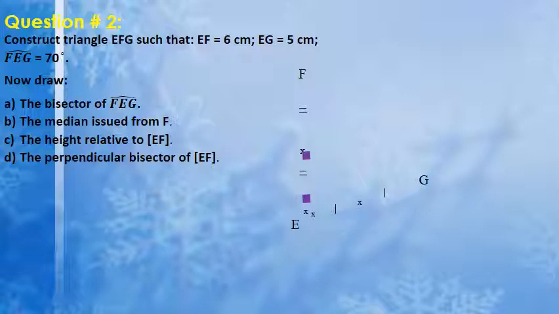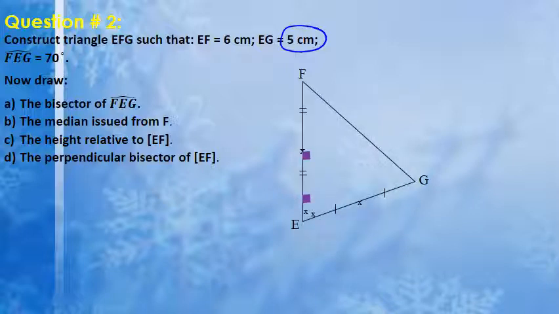Question number 2. We should construct a triangle EFG such that EF is equal to 6 centimeter, EG is equal to 5 centimeter, and angle FEG equals to 70 degrees. To draw this triangle, first we draw the greatest side, which is EF, 6 centimeter. Then we assign the angle at the vertex E, which is 70 degrees. We join the assigned angle with the vertex E in a side which is equal to 5 centimeter, and we will get our triangle EFG.